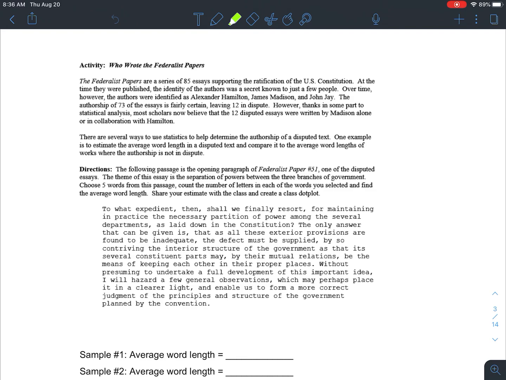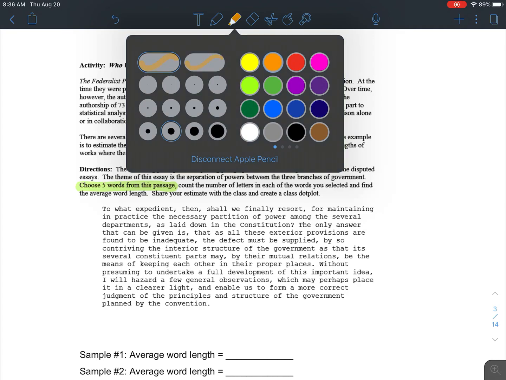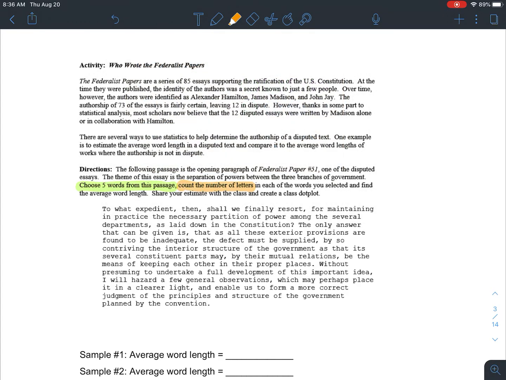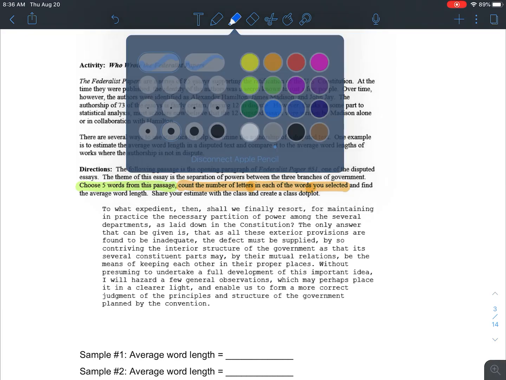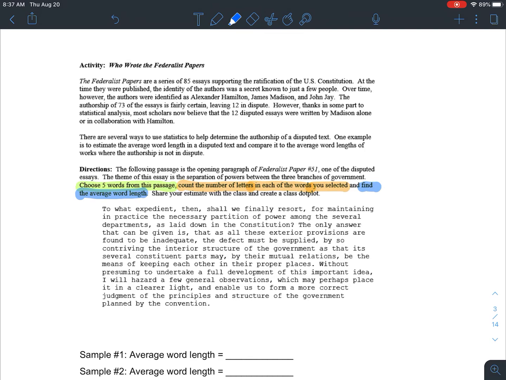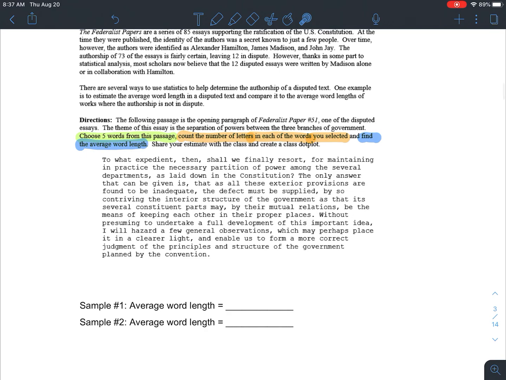And the directions basically are wanting you to choose 5 words from this passage. They are then asking you to count the number of letters in each of those words that you had selected. And then it wants you to find the average word length. Okay, and in terms of how you go about choosing your 5 words, you are just going to choose 5 words at random. Okay, and the purpose of this activity that we would have done in class is to kind of reinforce the idea of what it means when you're choosing something at random.